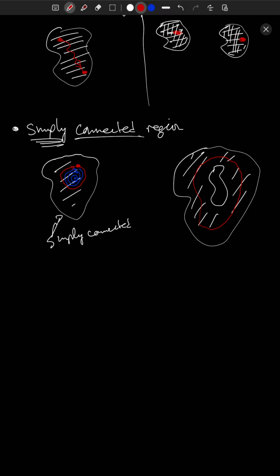So you're certainly never allowed to leave the region. So you cannot shrink this loop to a point without leaving the region or without breaking it, right? Because if you try to shrink it, eventually you're going to hit this barrier, which is the hole. It always has to stay a loop. You cannot break it or anything like that. So this is one example of not simply connected.